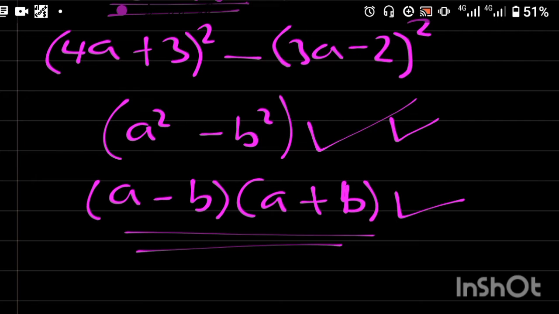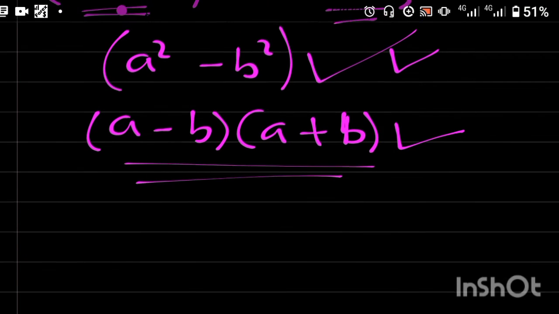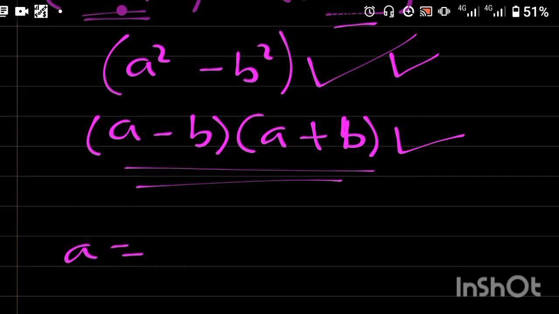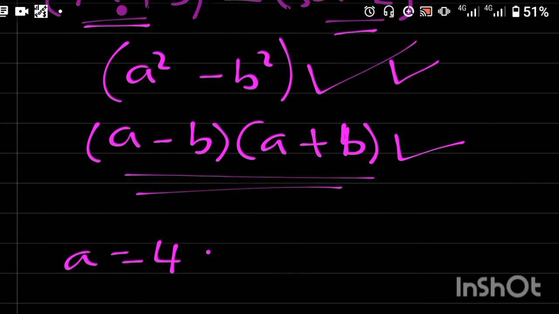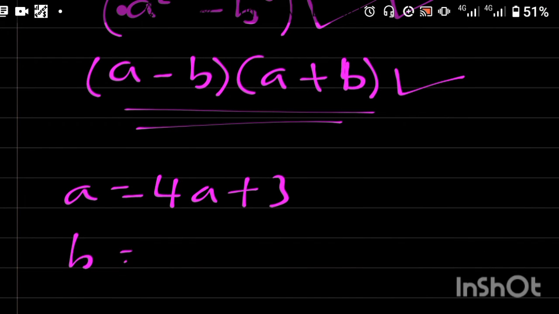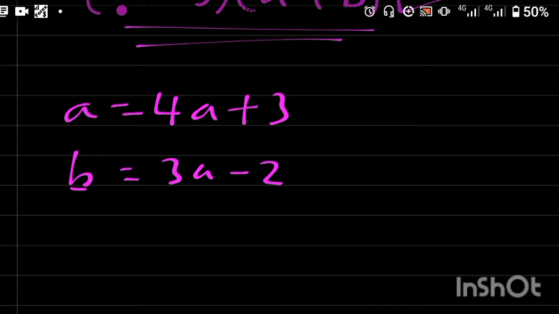Now I'm going to apply that to this. That means I will take this side to be a and this to be b. What is my a? Let's write it out. a is equal to everything we have inside the first bracket, 4a + 3. And b is equal to what? We have to take these steps one after the other. a is equal to this, b is equal to this, for proper explanation.